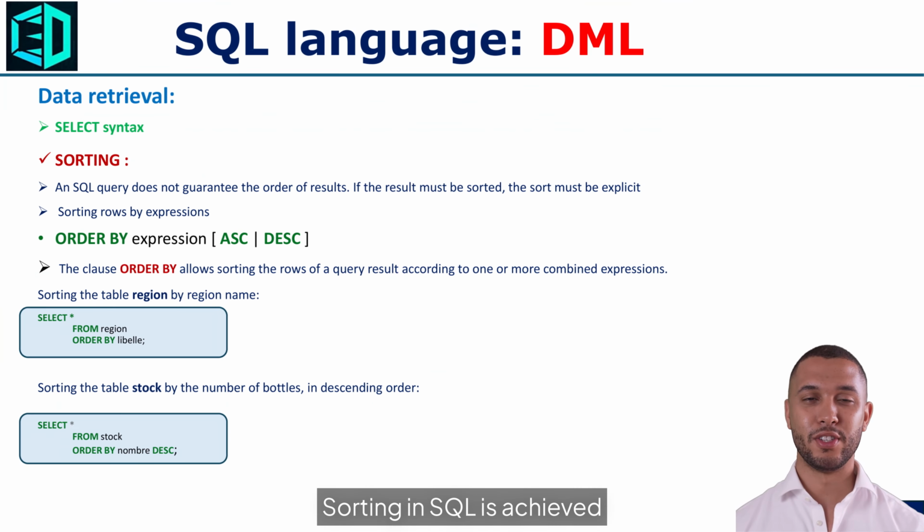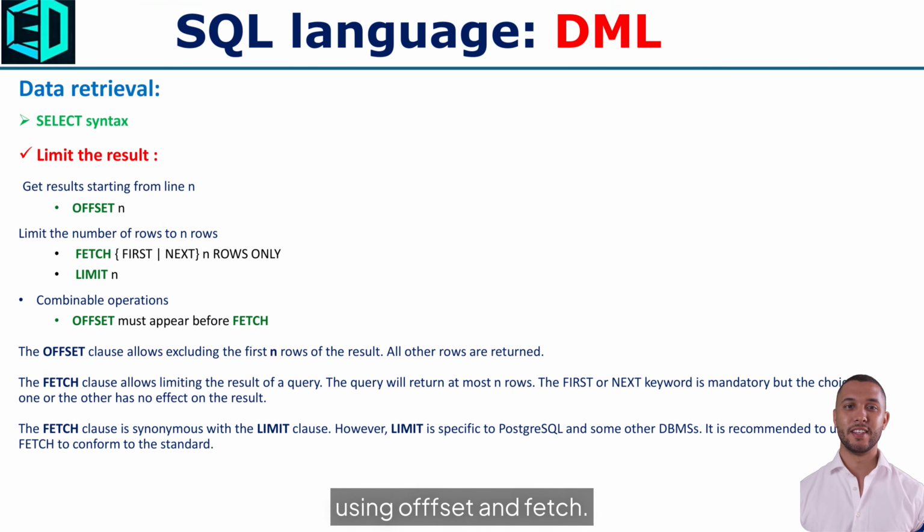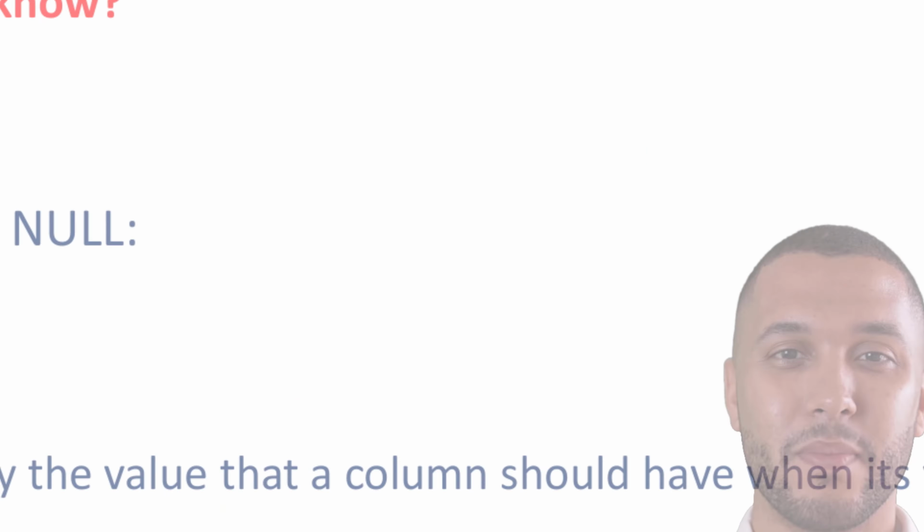Sorting in SQL is achieved with order by. Specify columns in sort order, either ascending or descending. This ensures data is presented in a meaningful sequence. Limit query results using offset and fetch. Offset skips rows, while fetch limits the number of rows returned. These clauses optimize data retrieval and performance.